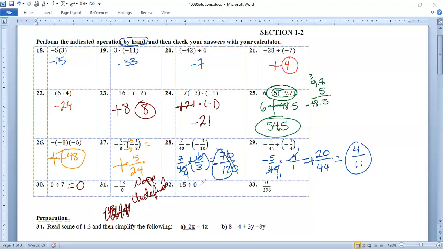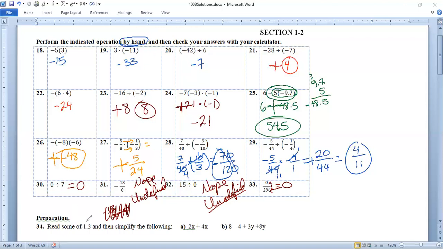15 divided by 0. Go ahead and try it in your calculator. This is the nope, undefined. You cannot do it. Undefined is the official answer for that. We cannot divide by 0. Here is 0 over 296, and yes, that's perfectly fine. It equals 0. Going backwards, you can see that 0 times 296 does indeed equal 0. So the multiplication going backwards makes sense, and you can stick that in your calculator and see that it gets a 0.